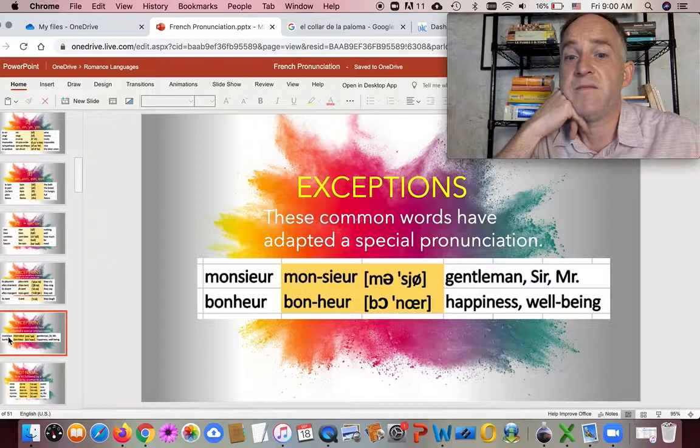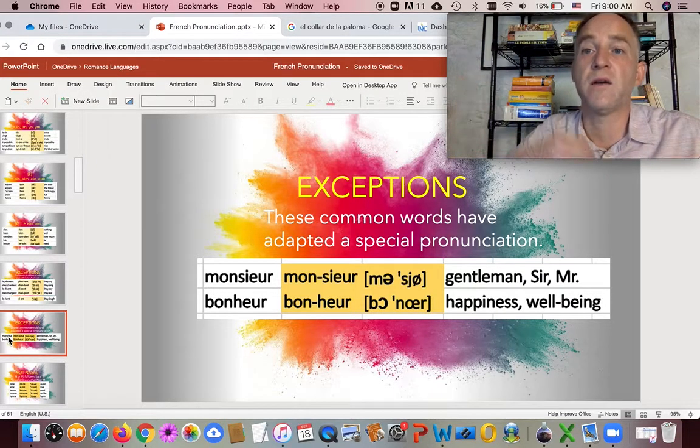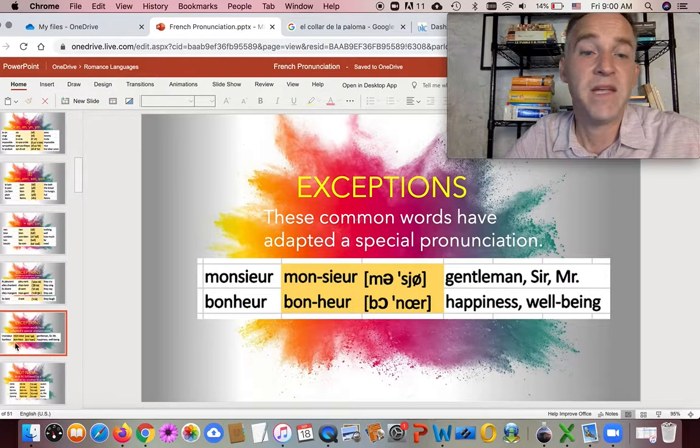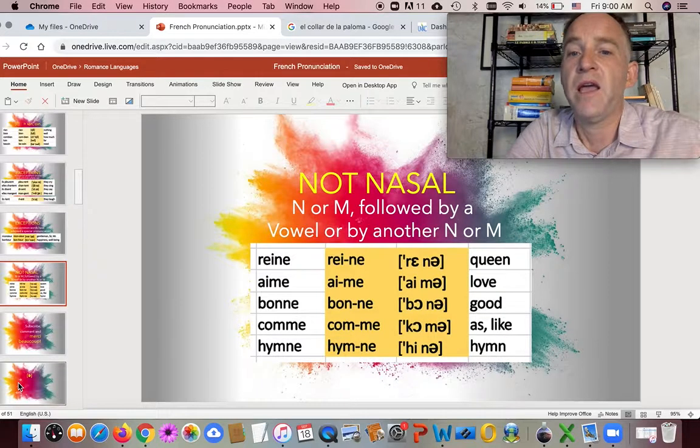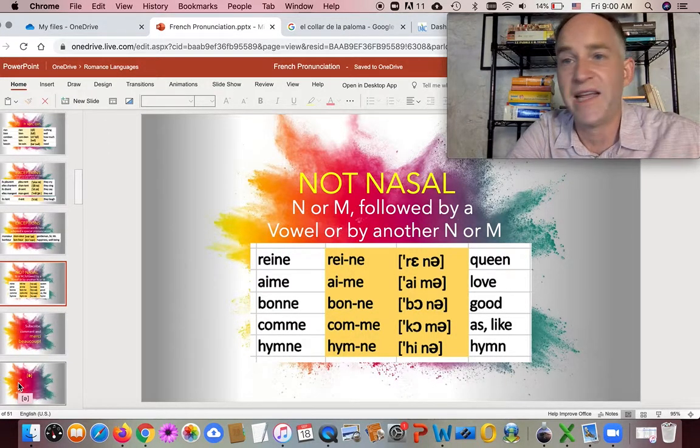And the bottom one, bonheur, means happiness or well-being. And we do not nasalize. This is just a repeat of the rule I told you before. If there's a vowel following these combinations, then we do not nasalize it. Reine, aime, je t'aime. You may know that. I love you, je t'aime.